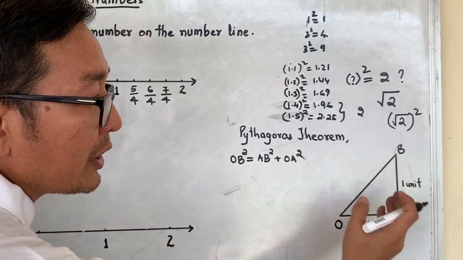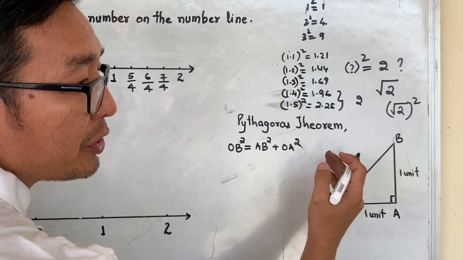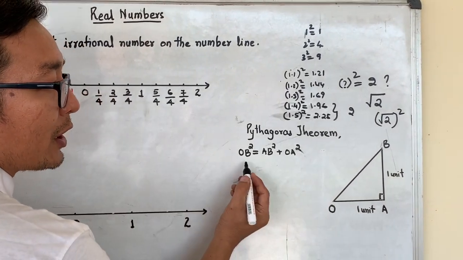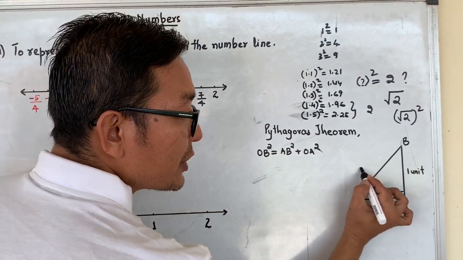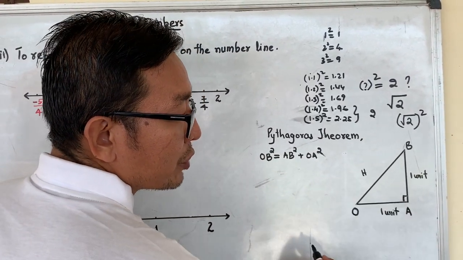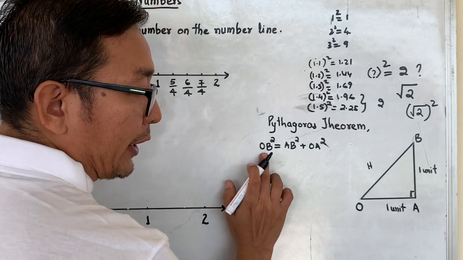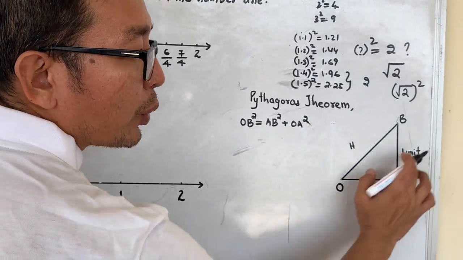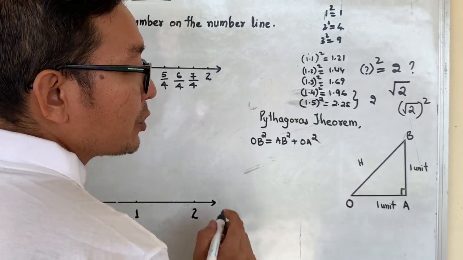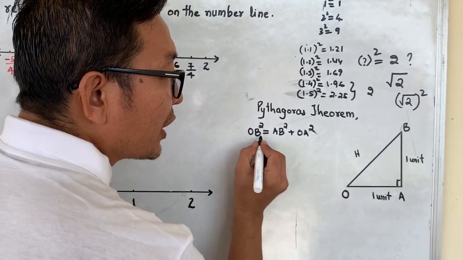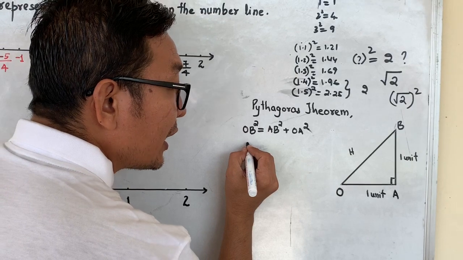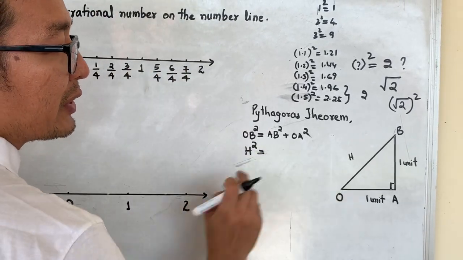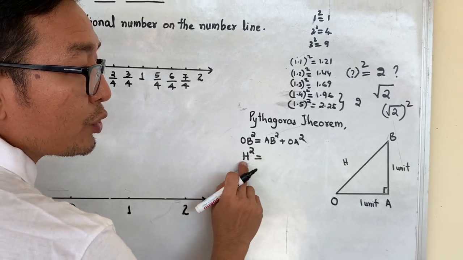The Pythagoras theorem gives the ratio of the sides in a right triangle. The formula is: the square of the hypotenuse is equal to the sum of the squares of the other two sides.